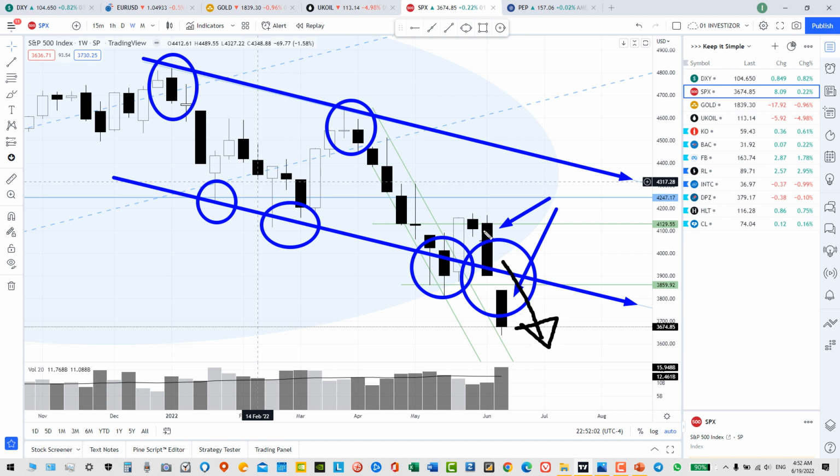So after the channel line is broken with a black Marubozu candlestick and a downward gap and a complete weekly close below the channel line, this is indicating that the index is turning from bad to worse. Things are getting ugly in the S&P 500.